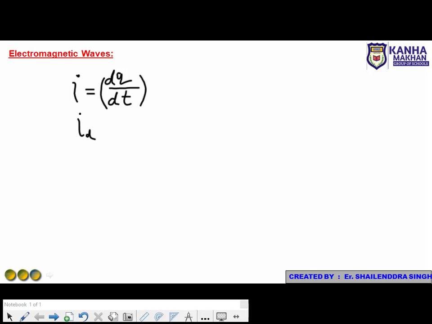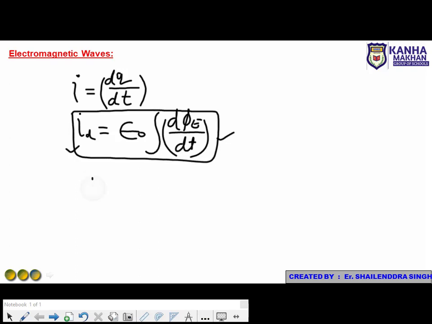This is like DC, direct current, which you studied in the current electricity chapter. But displacement current is the current given as epsilon naught times the cyclic integration of d phi_E over dt. That is to say, if the electric flux changes rapidly, then displacement current will be produced. Practically, it is observed that conduction current and displacement current are equal to each other.